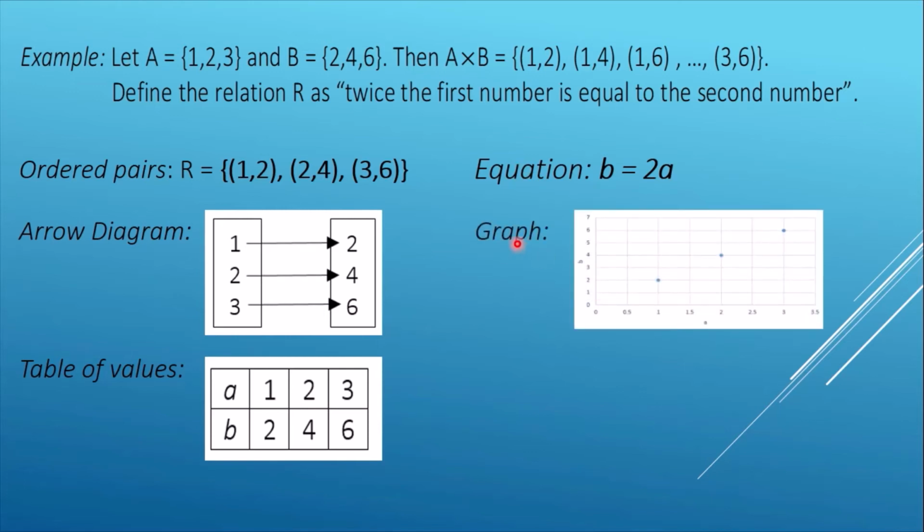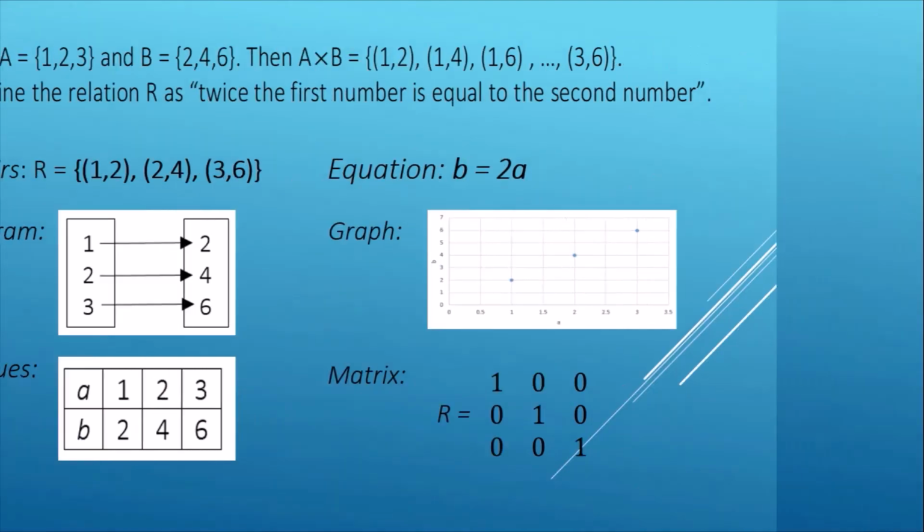We can also use a graph. Notice here we have points. So 1 as our A, then 2 as our B, and the same with the other ordered pairs. Lastly, we have matrix. Okay, so we have 1, 0, 0. This matrix will be discussed in higher mathematics. Okay, so that's how we're going to represent a relation.